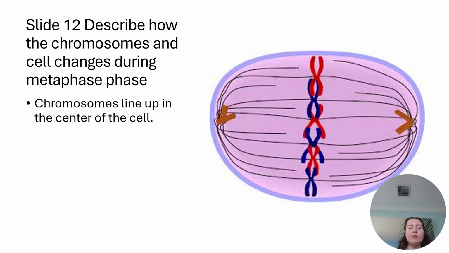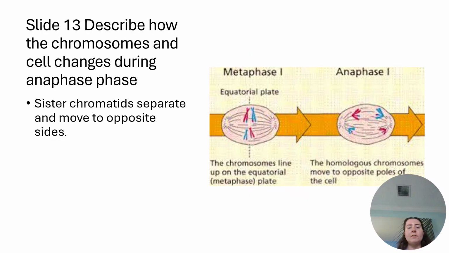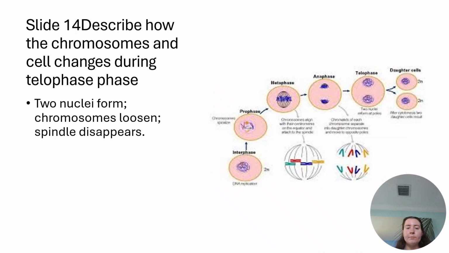12. Describe how the chromosomes and cell change during the metaphase. Chromosomes line up in the center of the cell. 13. Describe how the chromosomes and cell change during the anaphase phase. Sister chromatids separate and move to the opposite sides, so you can see metaphase 1 and anaphase 1 as well. 14. Describe how the chromosomes and cell change during the telophase phase. Two nuclei form, chromosomes loosen, spindle disappears. You can see all of those chromosomes happening over there.